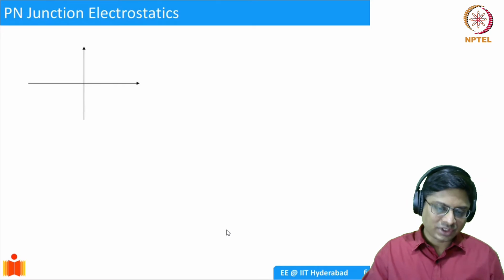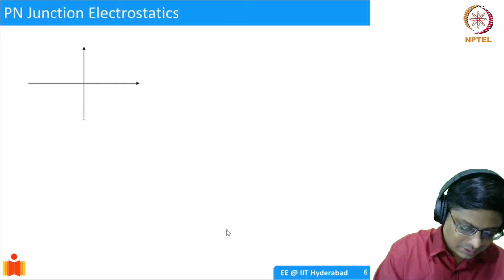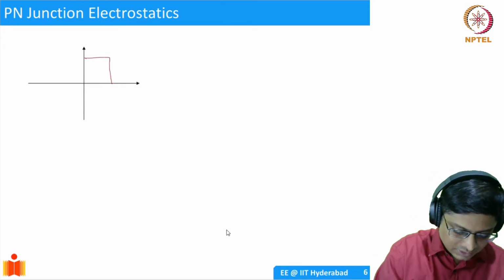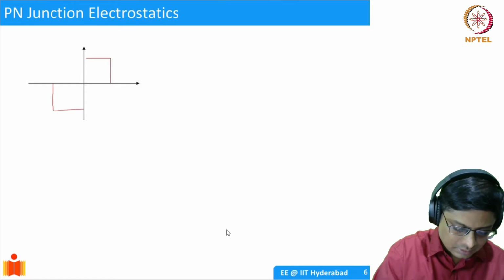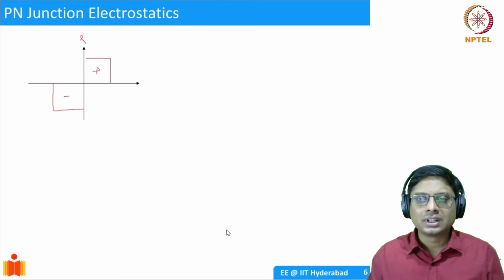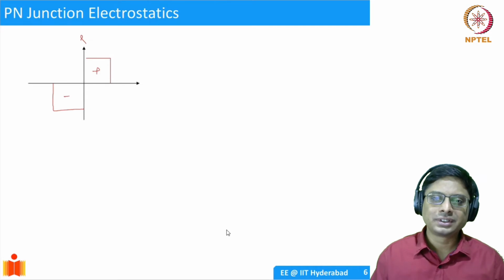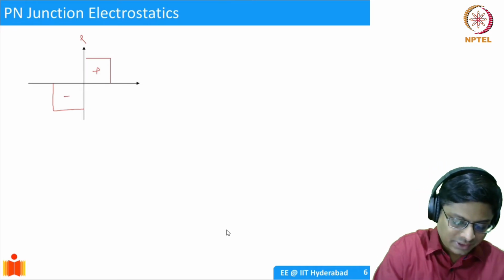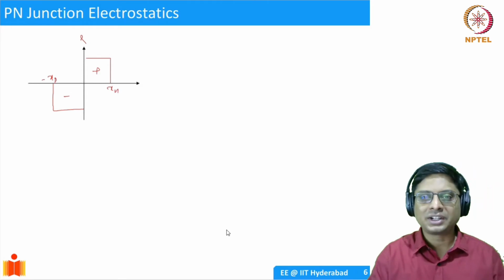So we have a situation where, I'll just repeat it for completeness, there's a positive charge and a negative charge, okay? So this is, let's say, rho. What is the magnitude of the charge? This we already defined as xn. This is minus xp. What is the magnitude of the positive charge?